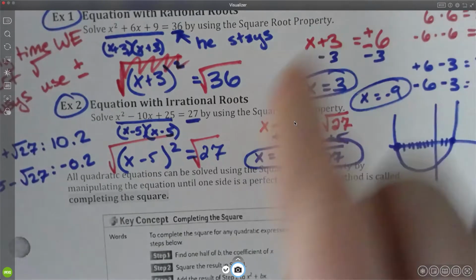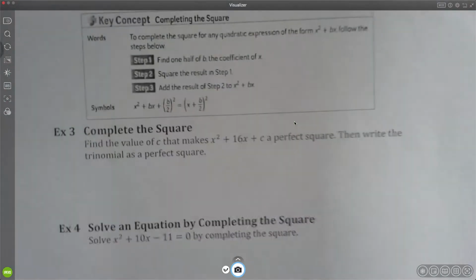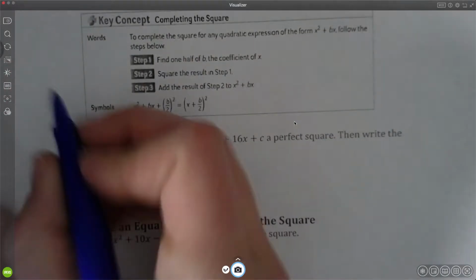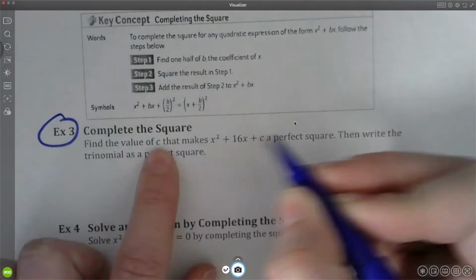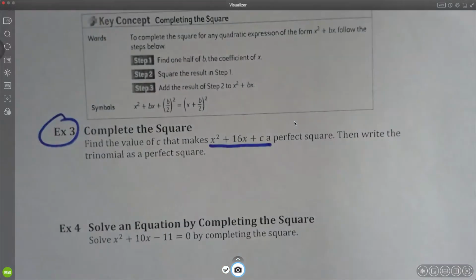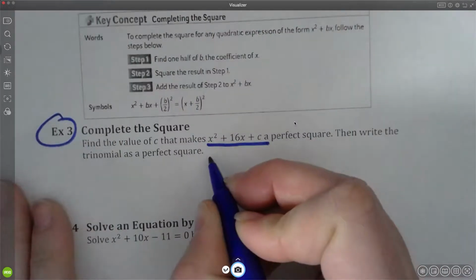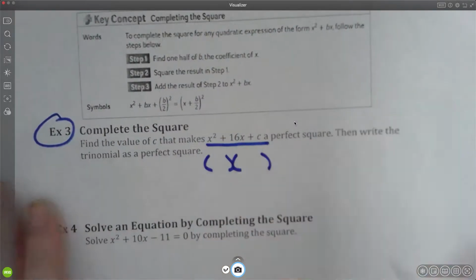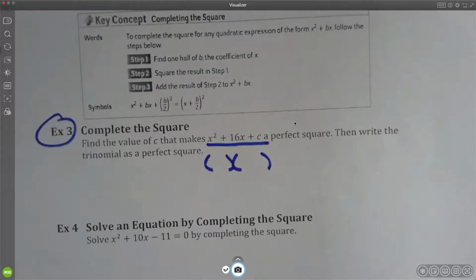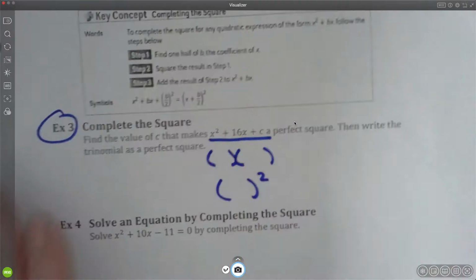All right, so let's get on to this next one. Example 3 is really short. It says find the value of c that makes this a perfect square. So we have x squared plus 16x plus c. So what I want to have happen is I want x squared plus 16x plus c to break down into something squared, right? Okay? And it will look like this.